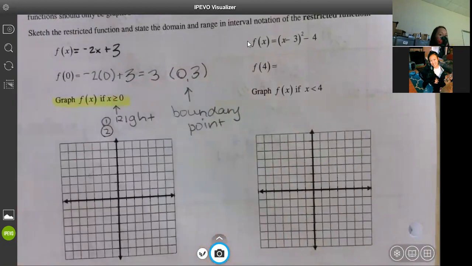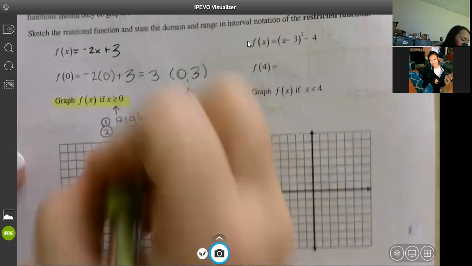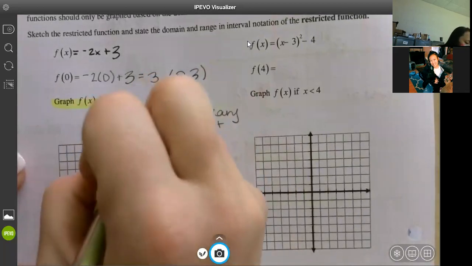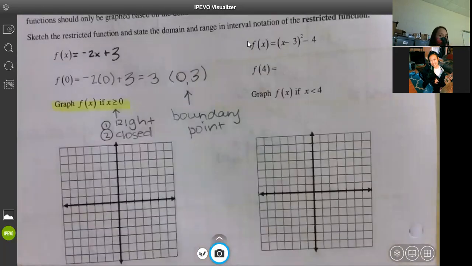The second thing it's telling us is, is it included or not? So when we do our domain and it's included, we have a bracket. When it's excluded, we have parentheses. So when I talk about included and excluded, does it count towards the graph? The way we show whether it's included or excluded are the open circle or the closed circle. So this one, because it has an equal to, it is a closed circle.